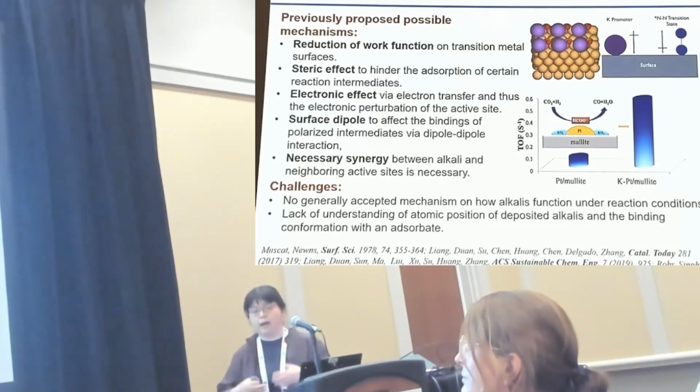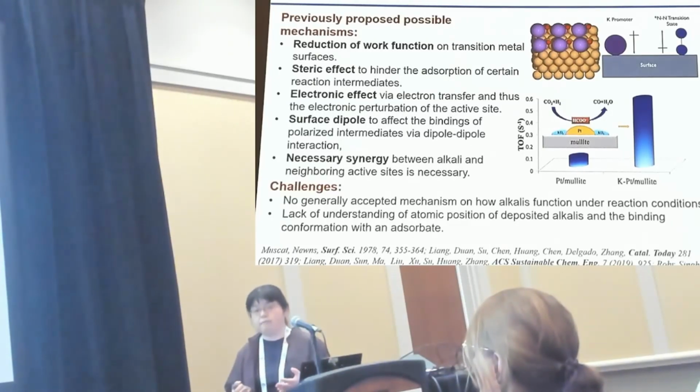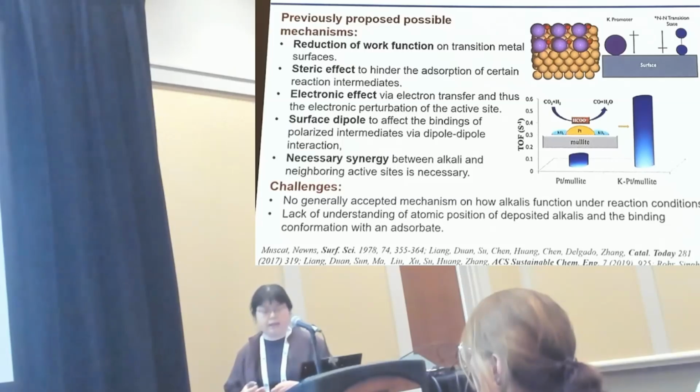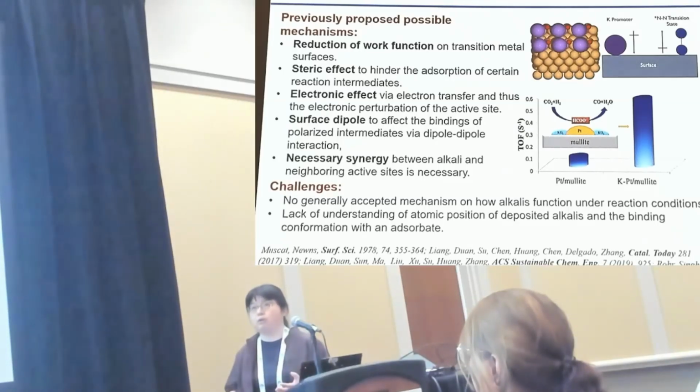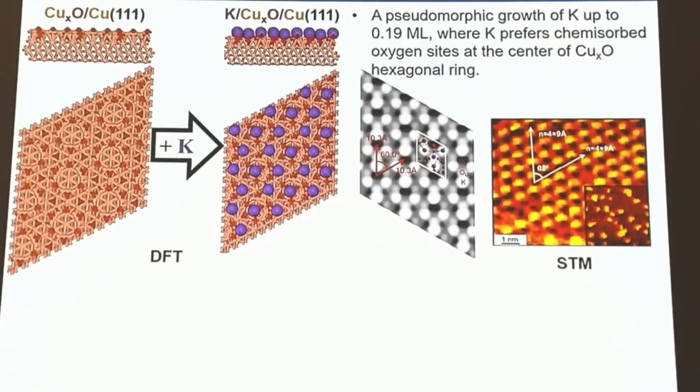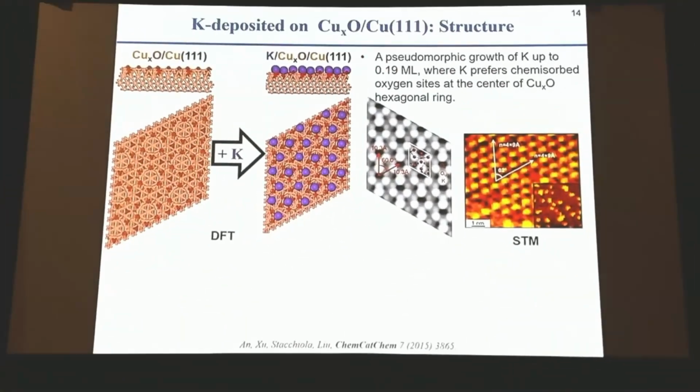One of the reasons we don't understand it that well is that it is experimentally very challenging to determine the structures when you do the alkali doping. That makes it very difficult for theory to create good models to describe the promoting effect of the alkali metals. So one of the things we do in our group is look at potassium decorated copper oxide layers supported on a copper one-one-one surface, which is known as the 44 structure.